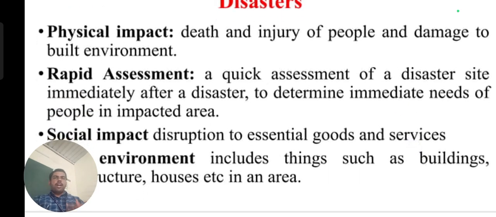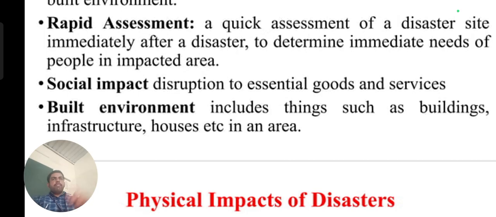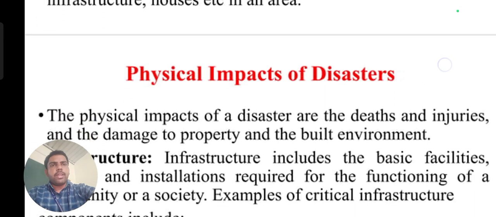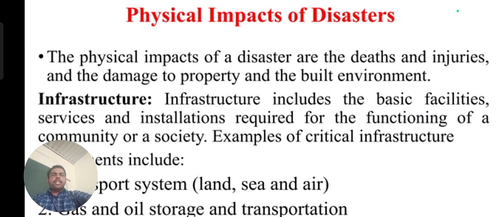Physical impacts we have already discussed in the previous slide: death, injury of people, damage to the built environment. These are the physical impacts. Rapid means a quick response. The quick assessment of a disaster immediately after the disaster determines the immediate needs of the people, like temporary shelters, etc., to be provided at that particular location. Social impact means a disruption to essential goods and services. Next, the built environment includes buildings and infrastructure, houses, etc. in that particular area. And coming to physical infrastructure, damage to property and the built environment.